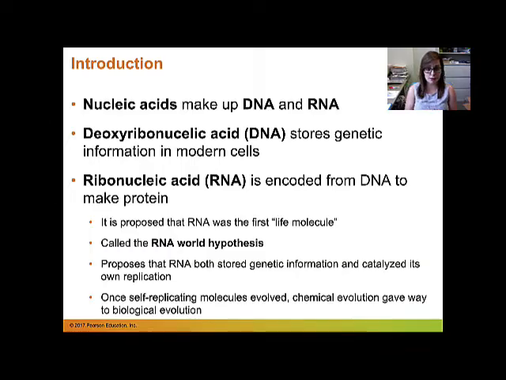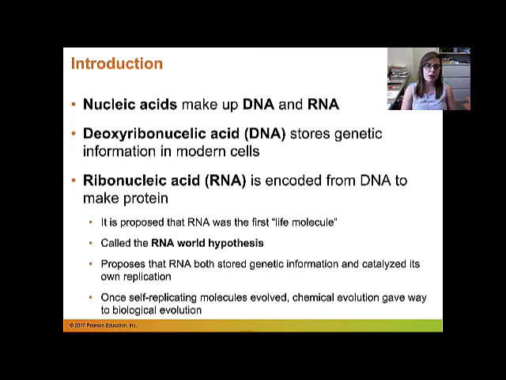So it's actually proposed that RNA was the first life molecule. Evolutionarily, RNA is proposed to have come before DNA. And so this idea is called the RNA world hypothesis. It proposes that RNA was able to store genetic information, but it was also able to copy and catalyze its own replication. DNA is very stable, and it's thought that it didn't really have these properties. And modern enzymes had to come along to help polymerize DNA. But once the self-replicating molecules evolved, chemical evolution gave way to biological evolution, and then we had the cell.